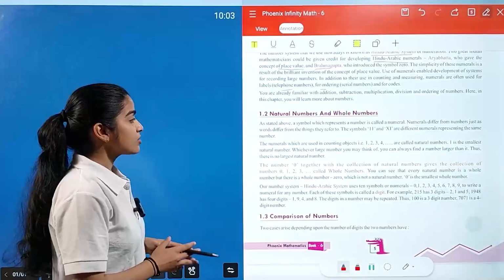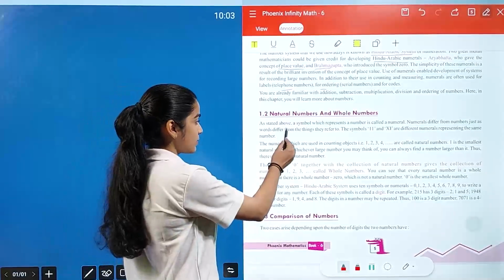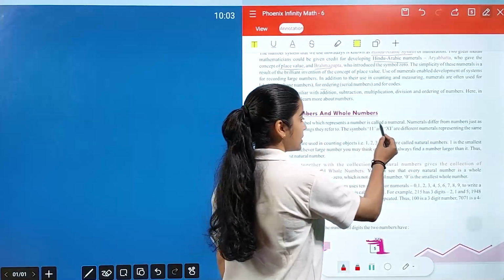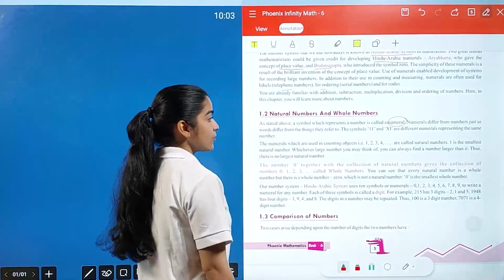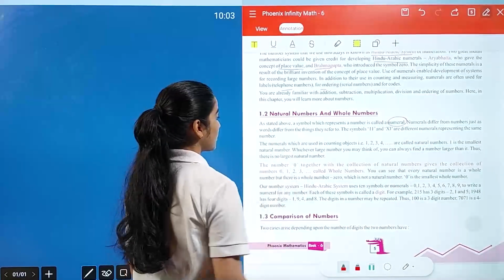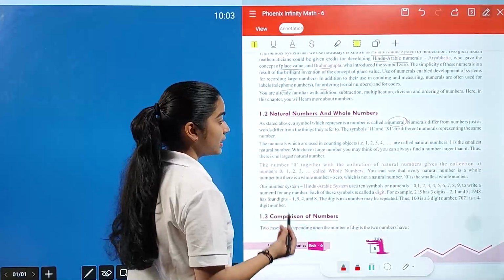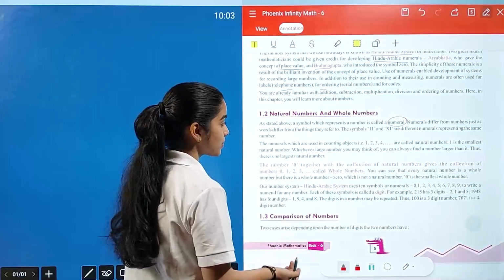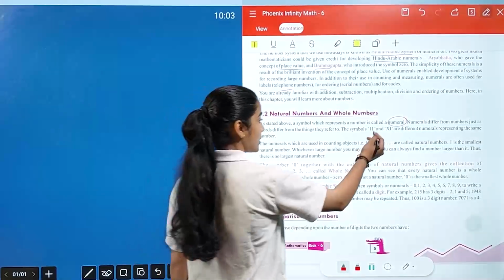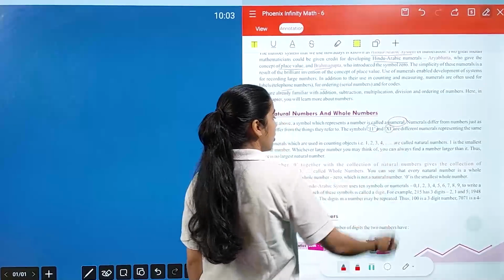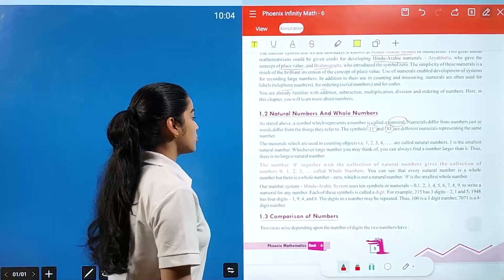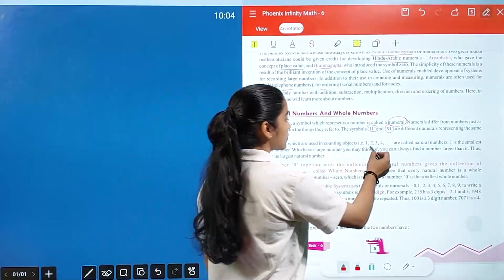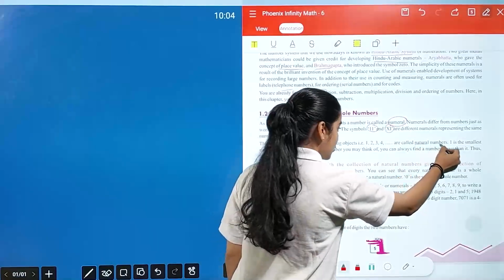Natural numbers and whole numbers. As stated above, a symbol which represents a number is called a numeral. Numerals differ from numbers just as words differ from the things they refer to. The symbols 11 and XI are different numerals representing the same number. So this is your Hindu-Arabic system and this is your Roman system, which we already learnt in our earlier classes.